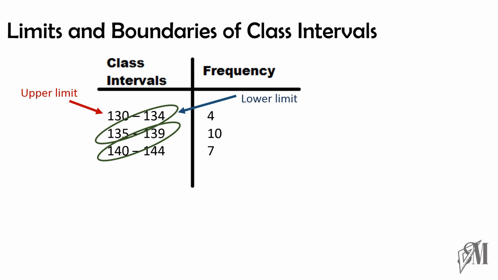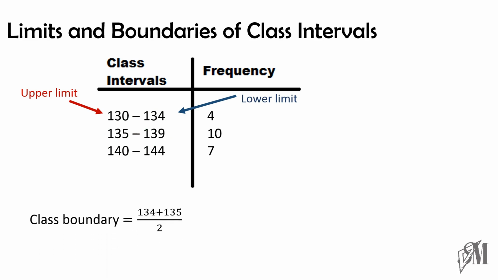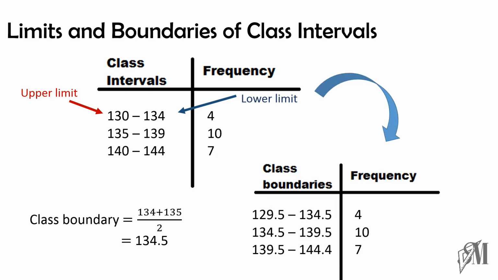What we do is, we take the class boundary: the upper limit of the first interval and the lower limit of the second interval are added and divided by 2. Then you get 134.5. So likewise, you have to find out the class boundaries of each class interval and make the respective table like this in order to draw the histogram. So this is a very important step you have to follow before drawing the histograms.